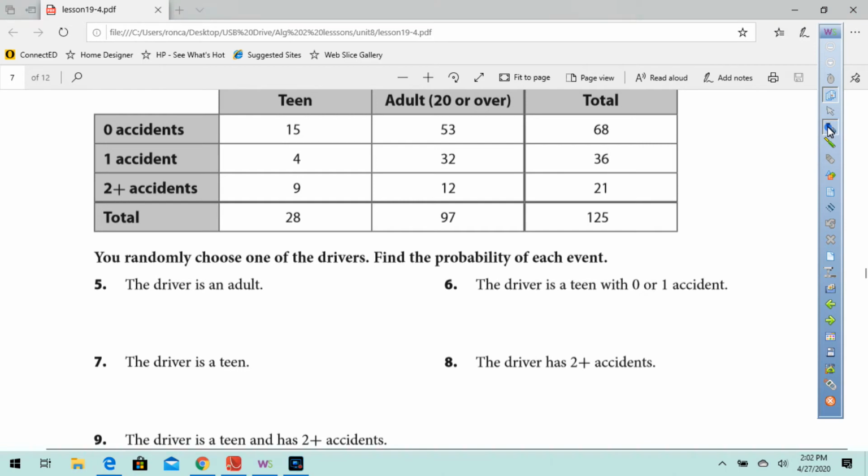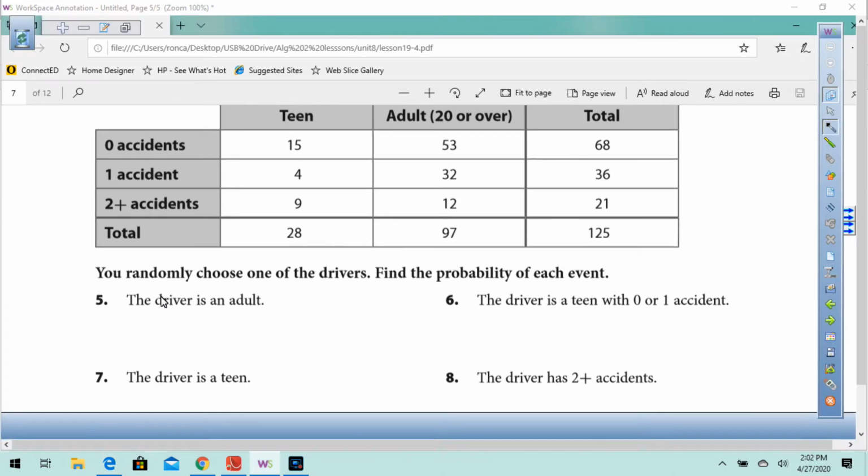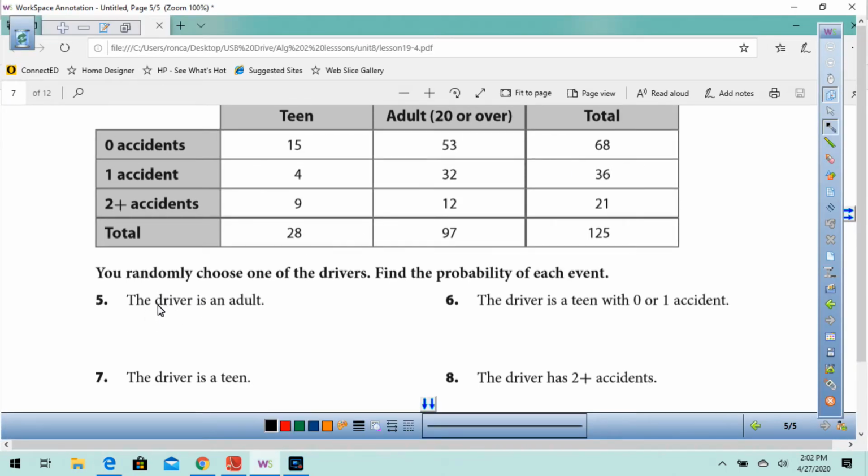All right, let's see what we got here. The driver is an adult. Well, how many adults are there? There's a total of 97. So we have 97 over 125. Probability of an adult would be 97 over 125.